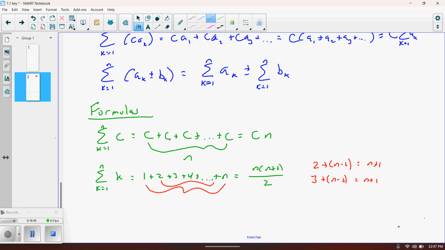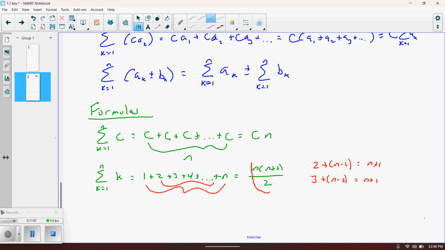So ultimately you're going to get an n plus 1, but you're only going to get that for half of the number of terms that you have. For example, if I went from 1 to 100, I would add up 1 and 100 and I would get 101. I would add up 2 and 99 and I would get 101. But that's not going to happen 100 times because we're taking numbers from either side. It's only going to happen half of that. It's going to happen 50 times.